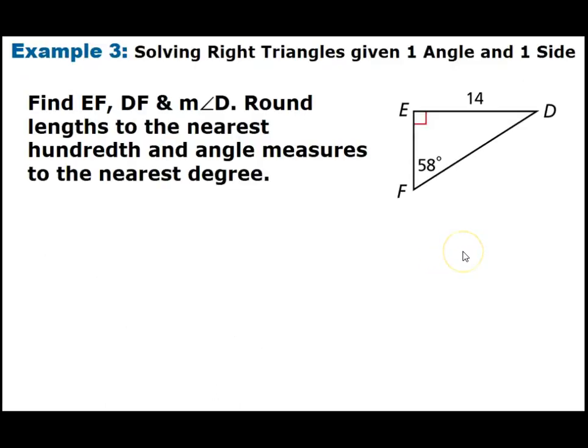So now this one, we're going to go ahead and talk through this one and solve it.